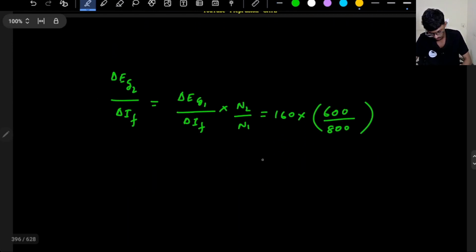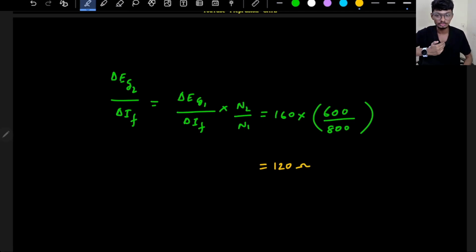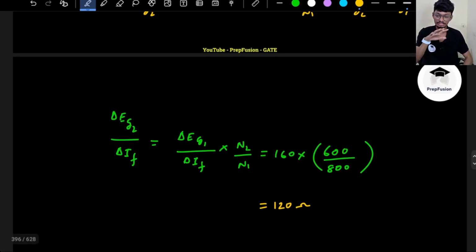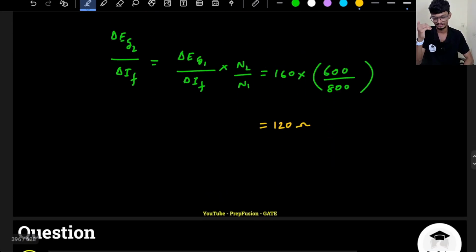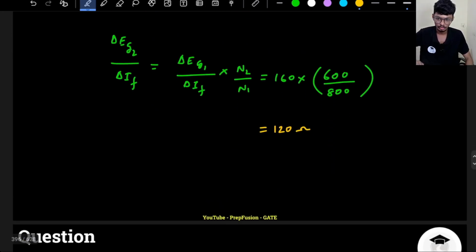Okay, so this value will be 5, so 120 ohms. So the critical resistance will now reduce because the speed has reduced. If the speed is reduced, the critical resistance automatically will reduce. For a lower value of RSH, the shunt machine will fail to develop EMF, right? So that's why we don't reduce the speed. Okay, so I hope you have understood this very basic point.